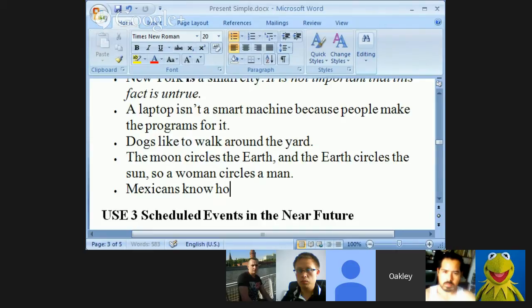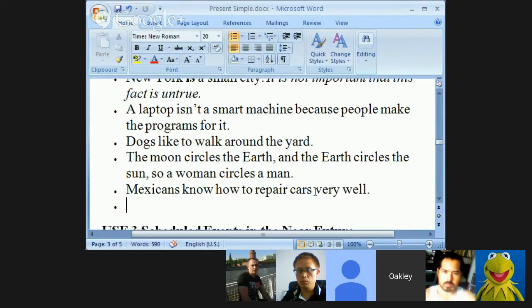Cars. Not cards. Cars. Very well. Yeah, that's a good one. Stereotype. This, my friends, is a stereotype. Of course, all Mexicans can't repair cars. That's ridiculous.